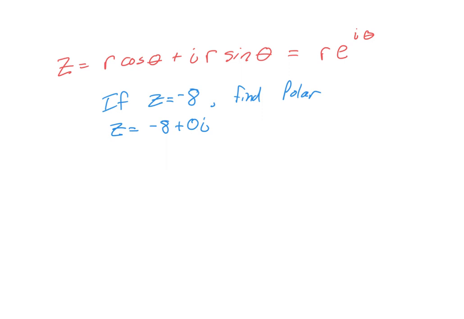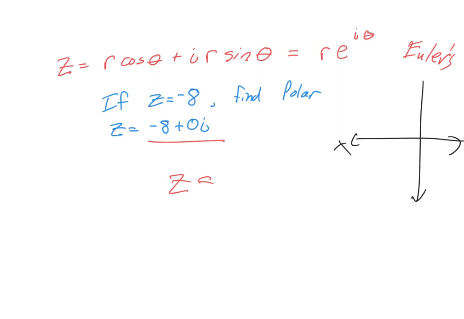So this is what's referred to as Euler's method. Euler's method is that z equals r cosine theta plus i r sine theta is actually the exact same thing as r e, where e is Euler's constant, 2.71 and so on, r e to the i theta. So if z is negative 8, which is actually negative 8 plus 0i, I can put that into Euler's formula pretty quickly. Again, you think about where is its location.